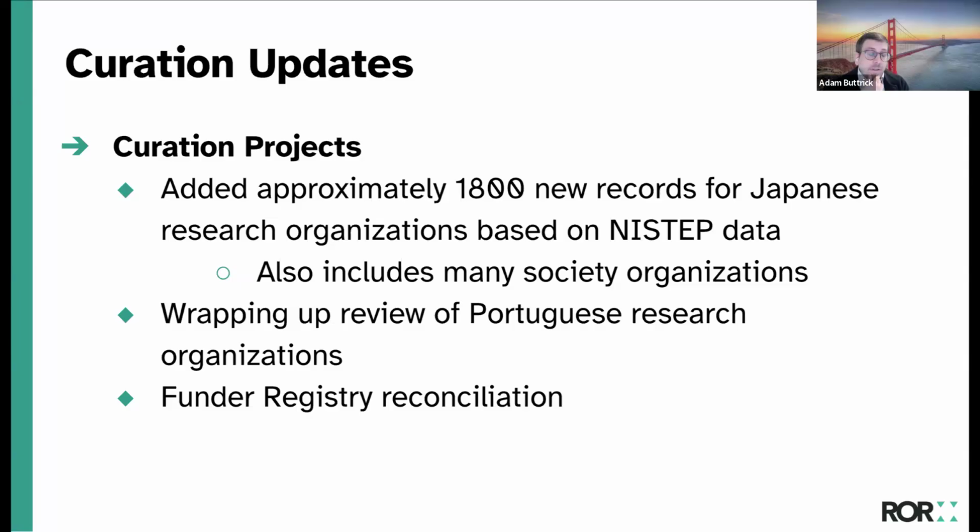This data has allowed us to greatly improve our coverage for Japan, but it also includes many society organizations in the country, helping us to address not one, but two of the priority areas we're focusing on for 2025. So we want to thank the NISTEP team once again for all of their work and providing us with this fantastic resource. Like ROR, they maintain this really high quality, very well described, very thorough registry of Japanese research organizations that we can then leverage to make ours better.